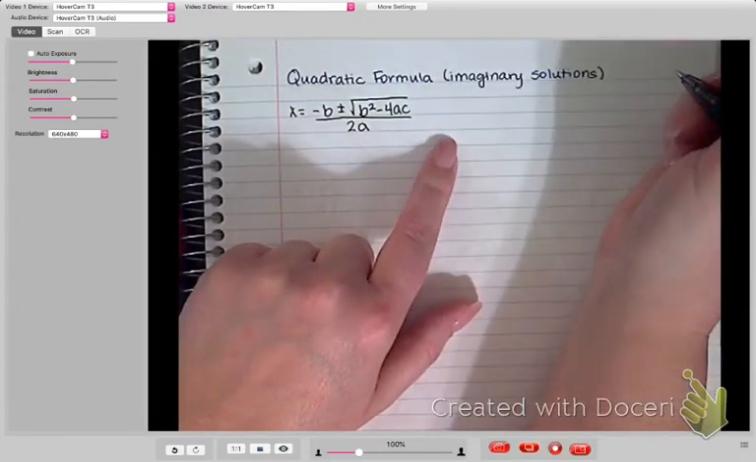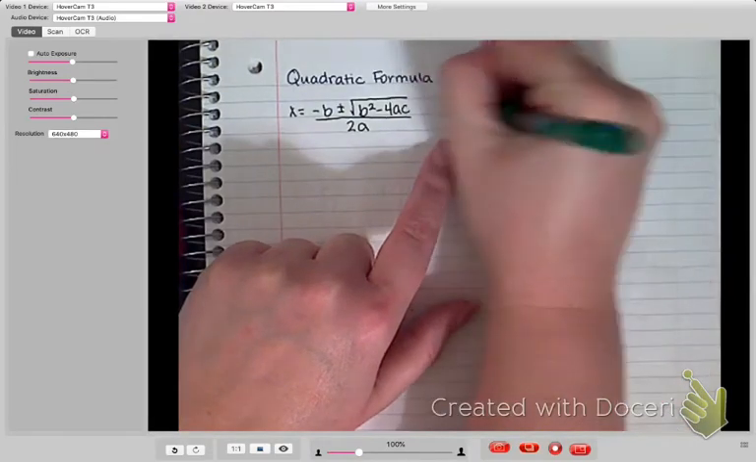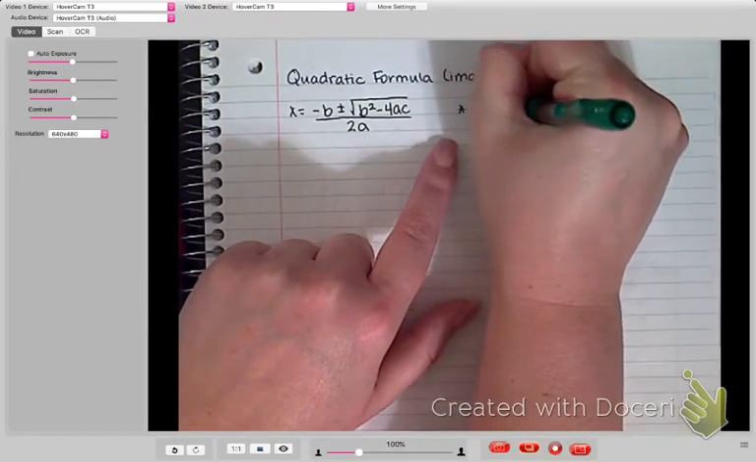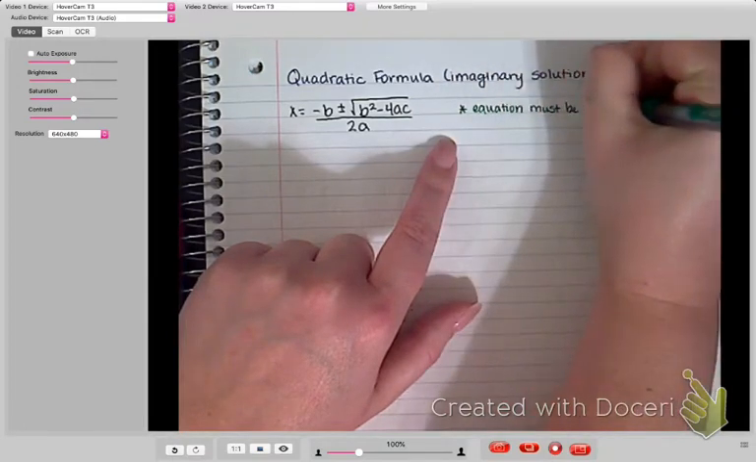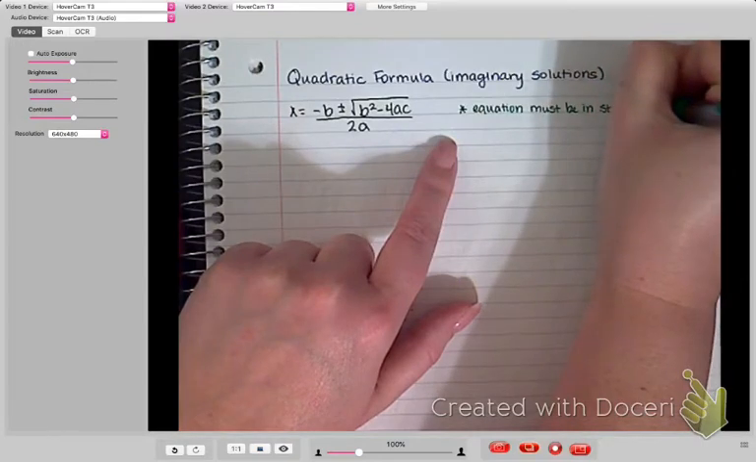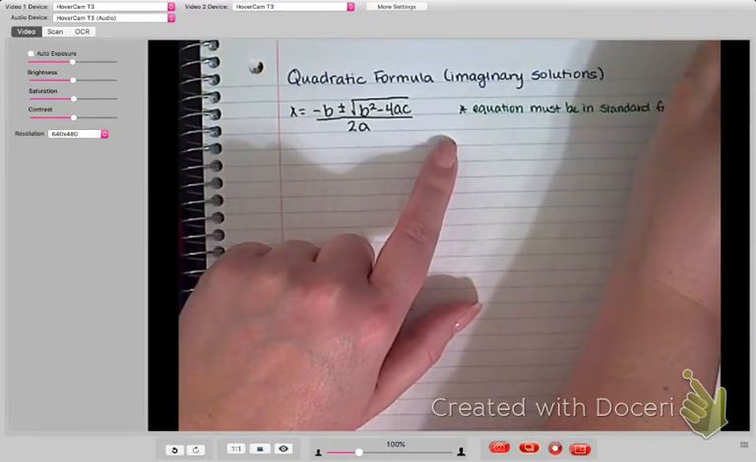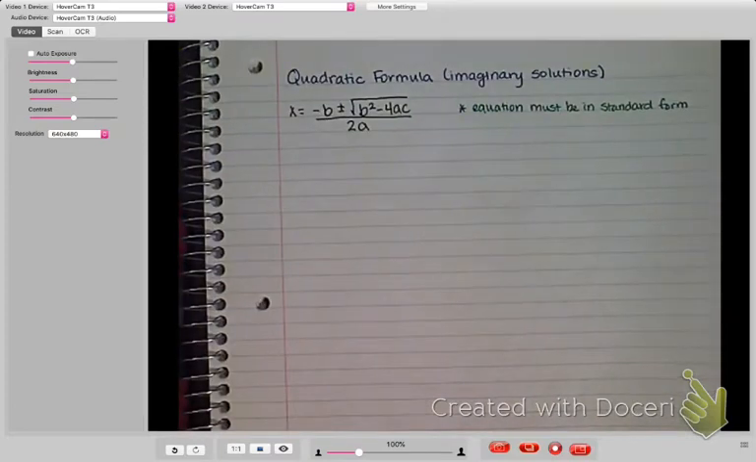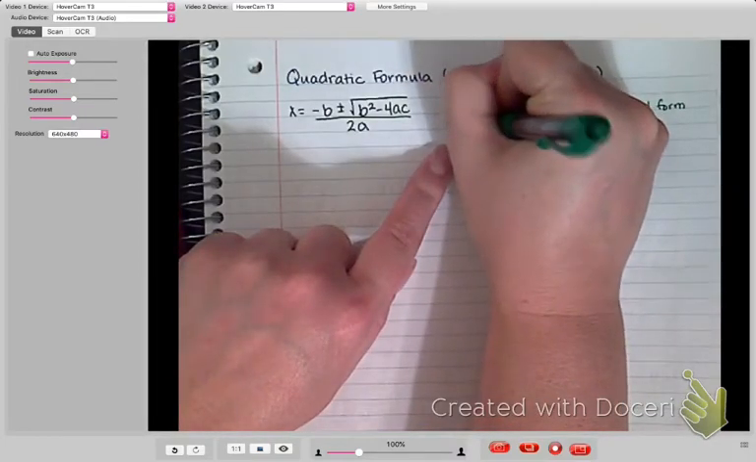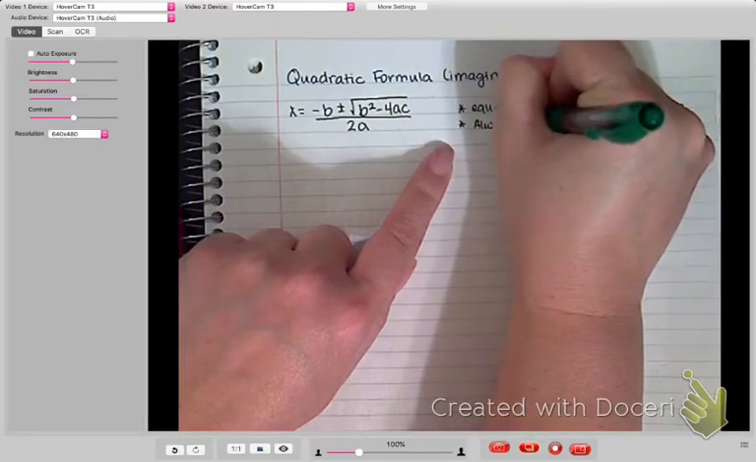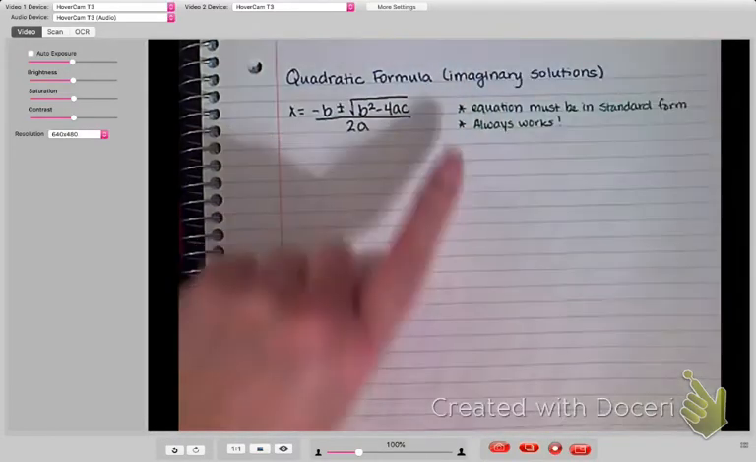In order to use the quadratic formula, your equation must be in standard form. Okay, so that's ax squared plus bx plus c, and you're going to have it set equal to 0 because it's an equation. That equal sign tells you you're actually solving for a value. And then the nice thing is the quadratic formula always works. Okay, you will always get a solution.